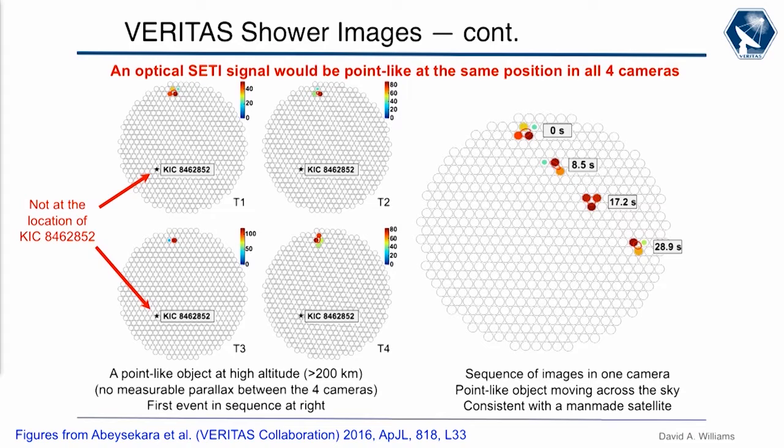This is from an analysis we did looking for signals from the Kepler star 846-2852. And we did find a few events that were consistent with point-like sources. However, they weren't at the position of the star we were interested in, so they were background events. And it turned out that this event that you see on the left here was one of a sequence of 4 events that sort of marched across the camera. And this turns out to be consistent with a high-altitude satellite moving through the field of view.